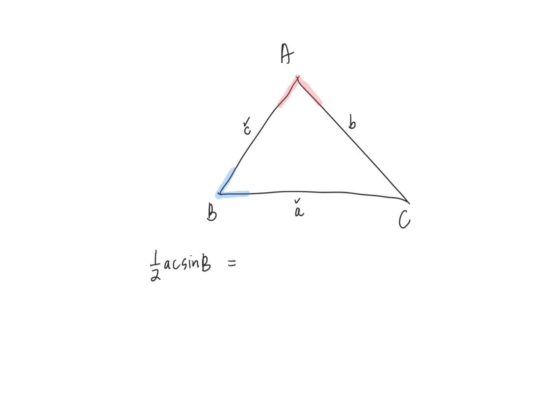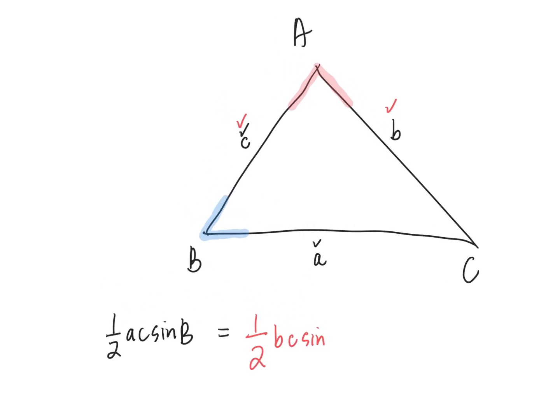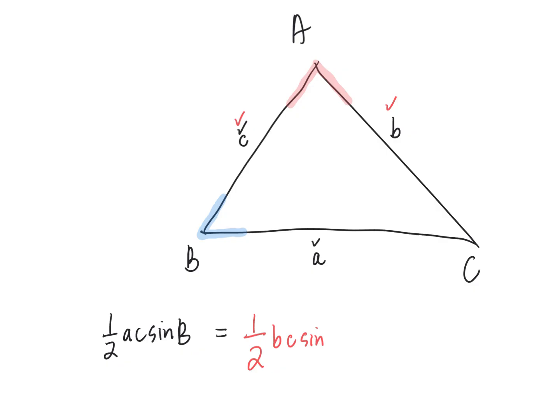What is the second formula? Half B A sine C? Oh, cannot see. B times A? Or you want to use the other side? This one. Okay, so half times B, A, then sine C. So the other one is half BC sine A.